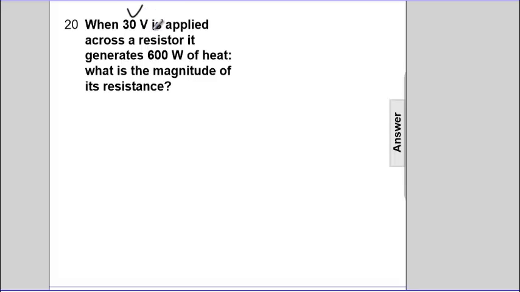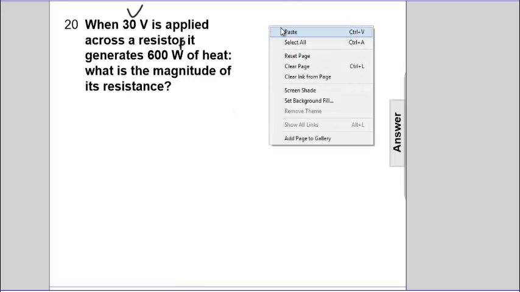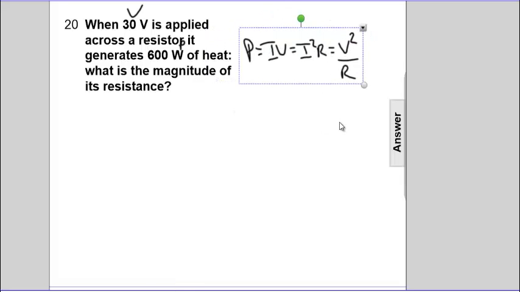Again, you're given a voltage of 30, a power of 600 watts. What is the magnitude of the resistance? Define the equations. So we want to solve for resistance. Let's go shopping for an equation. Power is I times V. We can't use that because we have to solve for resistance. Power is I squared times R. We're not going to use that because we are not given a current. Power is V squared over R.